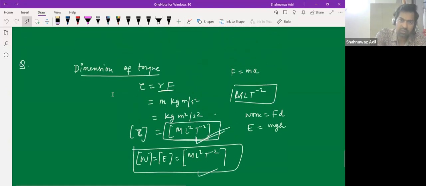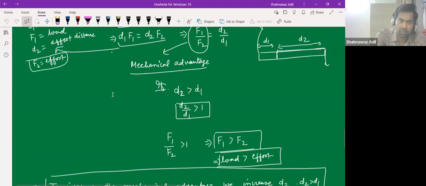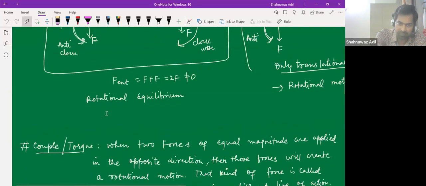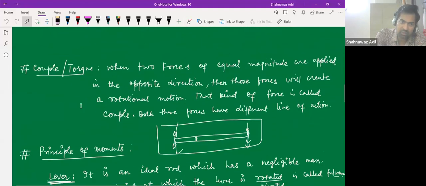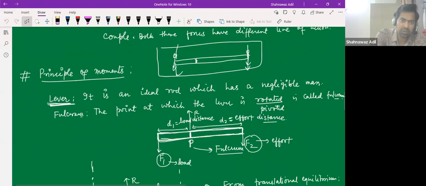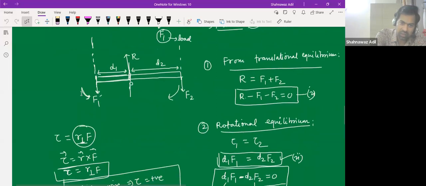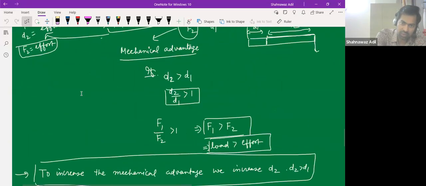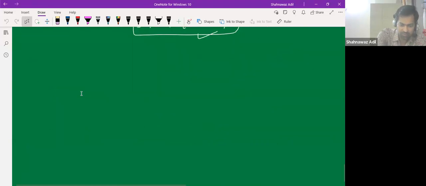So we completed up to which part? We completed up to the torque, right? And we understood about this lever, and we also did this rotation. So the next topic is, and today I will try to complete this chapter, right?